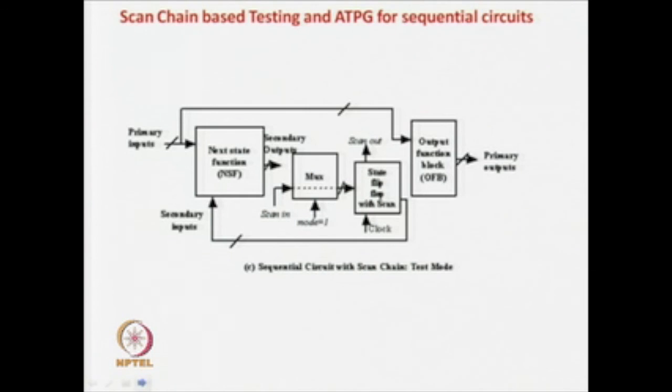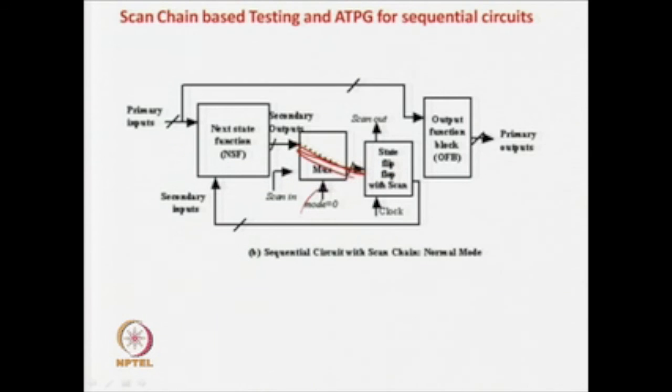Now, see what you are doing. If you make mode equal to 1, then what happens? You can get direct control of these flip flops. You can control them, set whatever value you want, and then you come back and make mode equal to 0, then this scan chain will be decoupled, there will be no chain, the normal circuit will be there, you can apply your test pattern and do the testing.